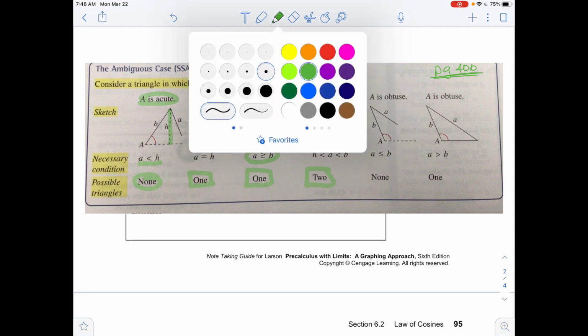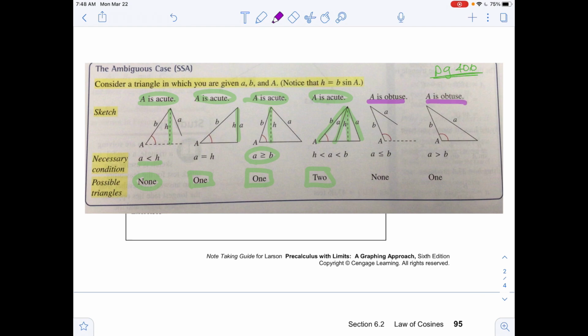And then if we've got an obtuse angle, there are 2 options here. If it's an obtuse angle, sometimes the sides don't always line up. If side A is less than side B, it's not going to work. And if A is obtuse and side A is greater than side B, then there's 1 option. Note that the height is the B side times the sine of angle A, whatever your given angle is. Okay, so that's one way we can calculate that.